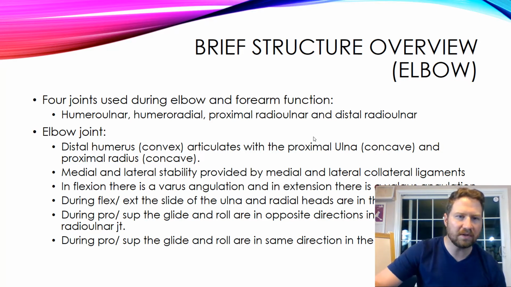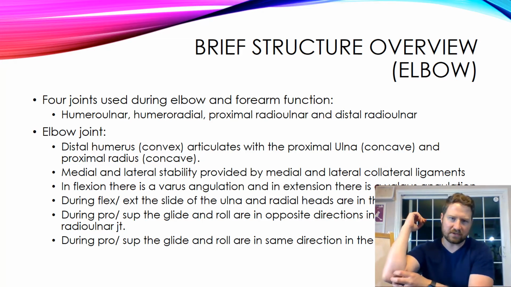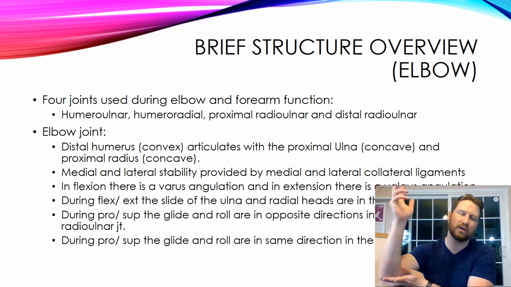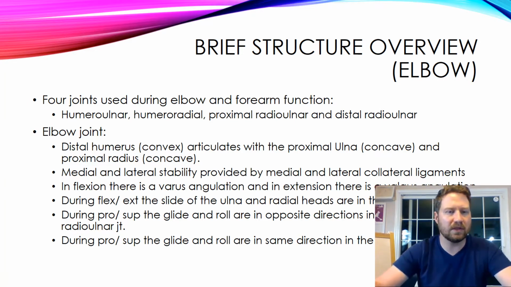The distal humerus is convex and articulates with the proximal ulna, which is concave, and the proximal radius, which is also concave. We've already talked about this in 120, so that should all be a review. Medial and lateral stability is provided by the medial and lateral collateral ligaments. Remember that the medial collateral ligament is involved with Little League elbow and Tommy John surgery, where they go in and replace it because of years of repeated valgus stress on the elbow, resulting in overuse and probably a tearing of that medial collateral ligament.